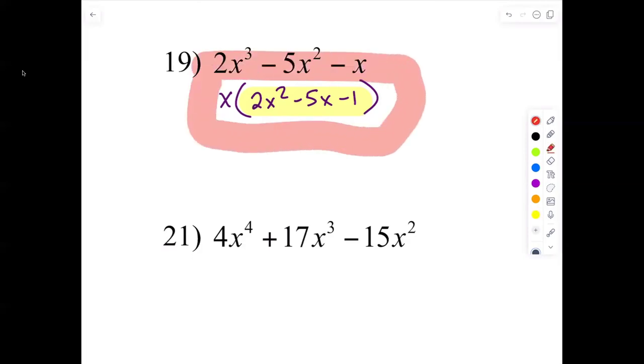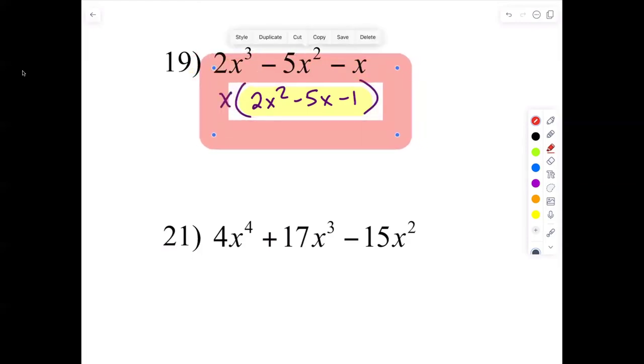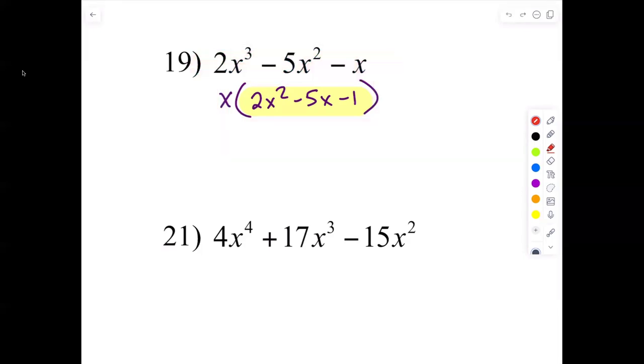This is my answer right there. You with me? You understand me, right? That's it. Why is that it? When does it become prime? If none of it can factor. I factored out an X, so it's not prime.